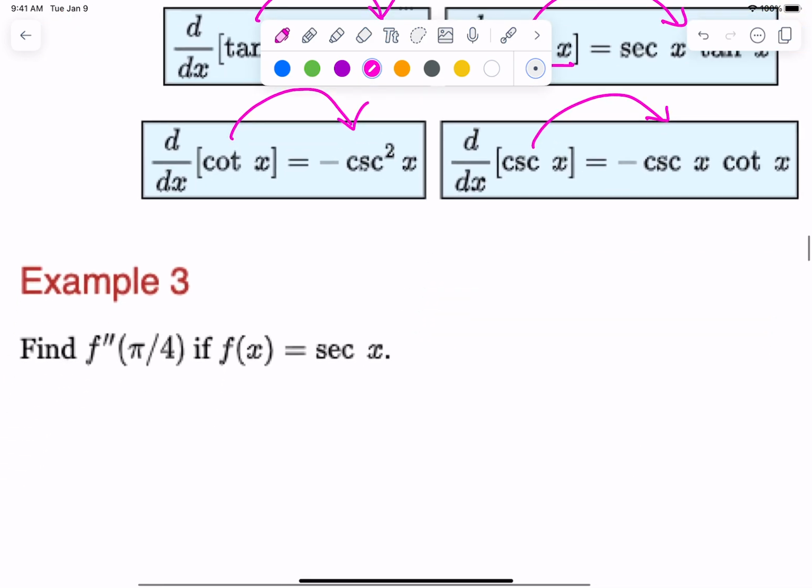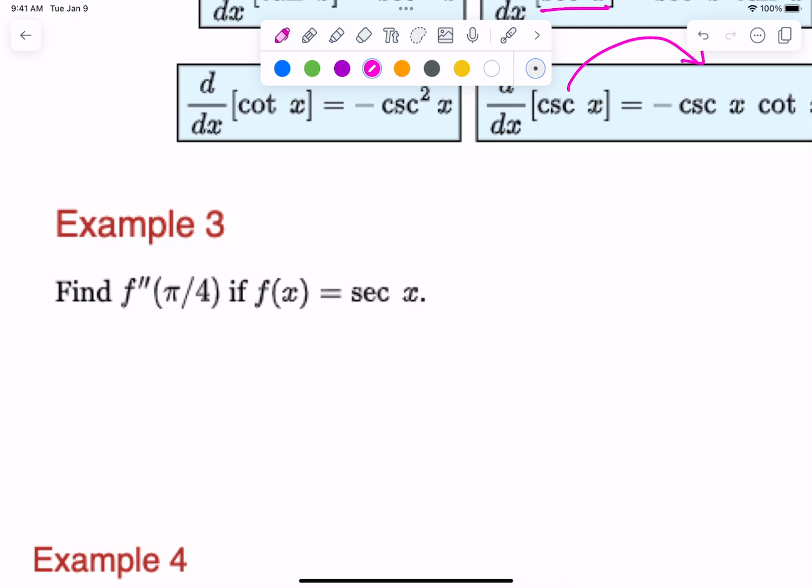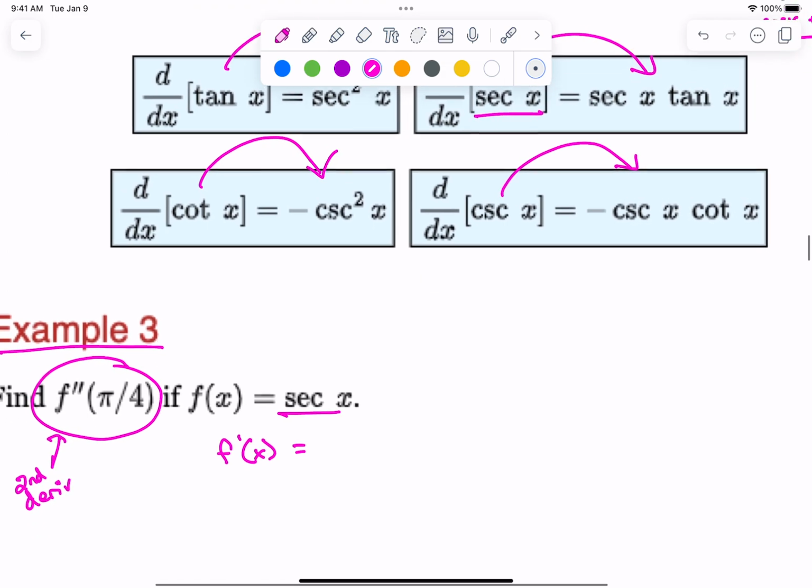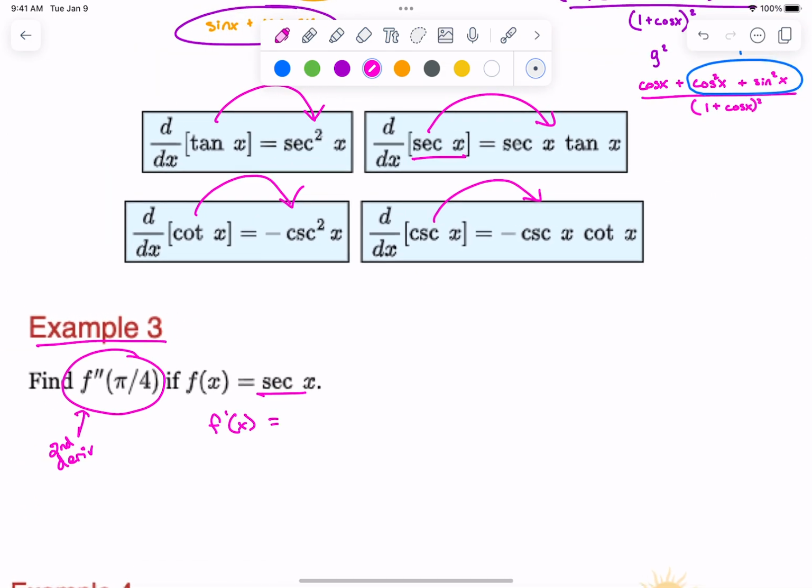Okay, example 3. They want us to find the second derivative at pi over 4, and the function is secant of x. So we want to find the first derivative. I want f prime of x. What's the first derivative of secant? Not yet. We're not going to do the pi over 4 yet until we find the second derivative.